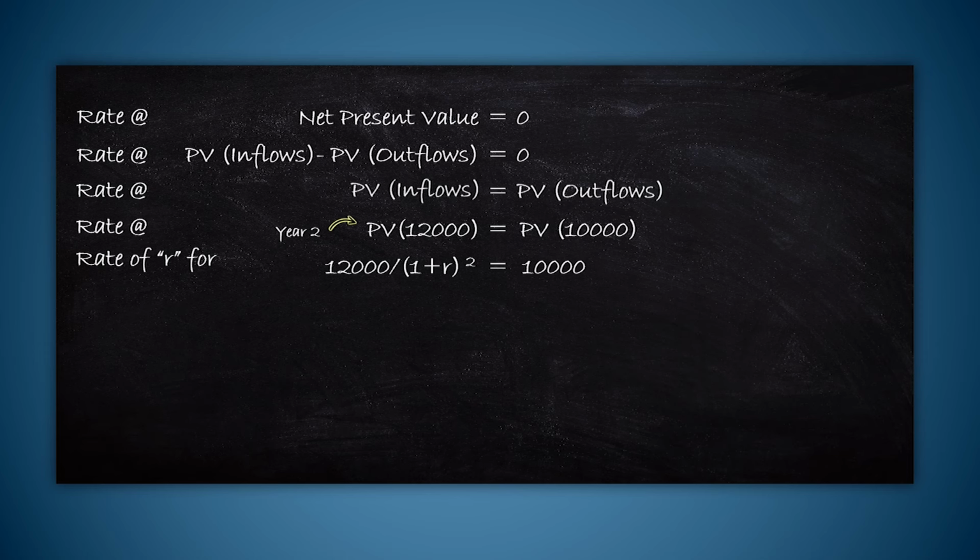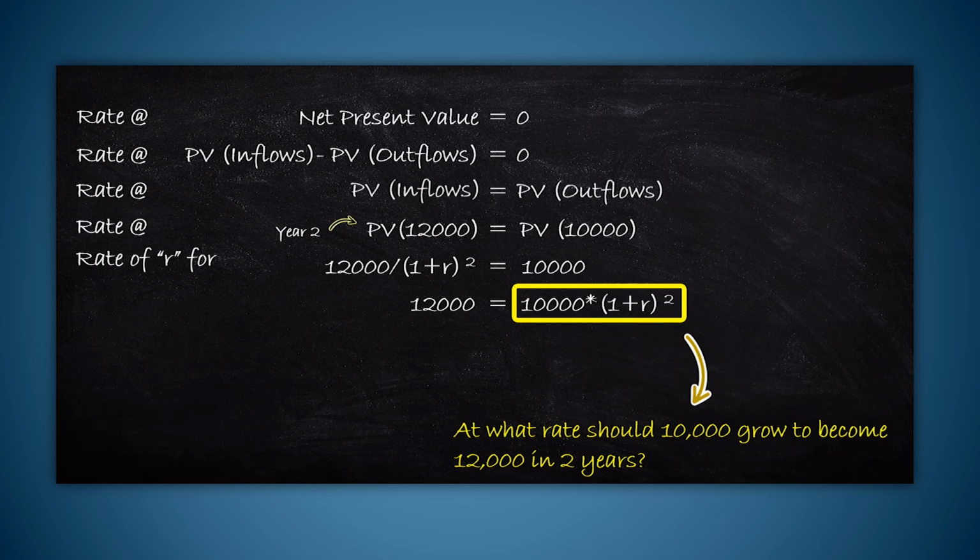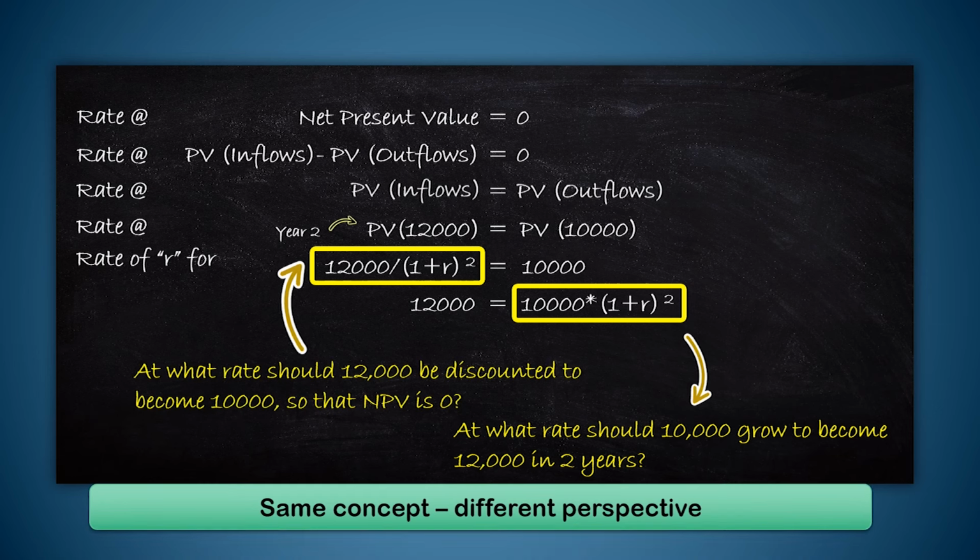But instead, we will take 1 plus r square to the other side. Now this 10,000 into 1 plus r square is nothing but the value of 10,000 after growing for 2 years. This is how we are looking at IRR in the growth rate approach, the rate at which money grows over a period of time. When we divided it by 1 plus r square, we were trying to calculate the present value. So it's the same equation and the same r that we are solving for, just that we are looking at it from two different angles.